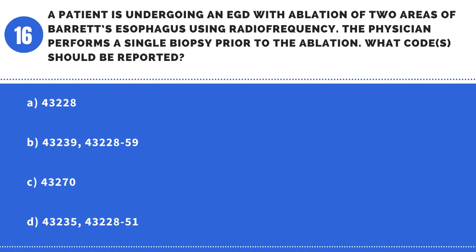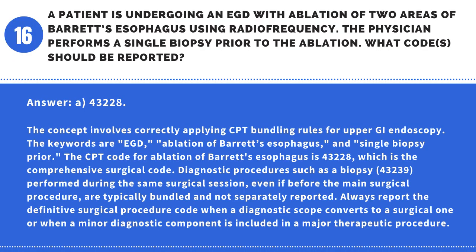Question 16. A patient is undergoing an EGD with ablation of 2 areas of Barrett's esophagus using radiofrequency. The physician performs a single biopsy prior to the ablation. What code should be reported? A. 43228. B. 43239, 43228-59. C. 43270. D. 43235, 43228-51. Answer A.